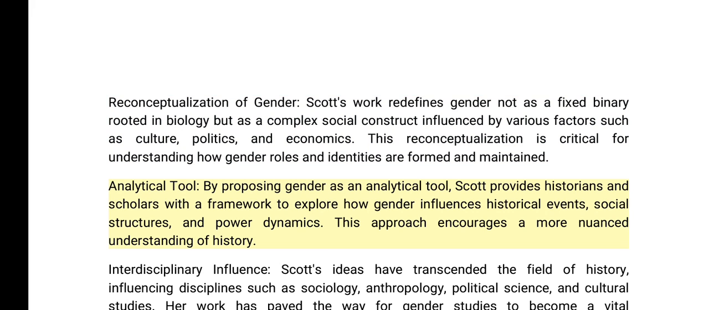Analytical tool. By proposing gender as an analytical tool, Scott provides historians and scholars with a framework to explore how gender influences historical events, social structures, and power dynamics. This approach encourages a more nuanced understanding of history.